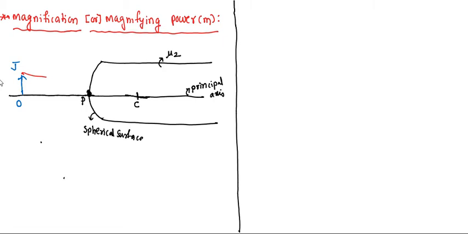When a light ray passes through the center of curvature, it cannot bend. It goes straight. And one more light ray I will take that is incident at the pole. It will refract. It cannot go in a straight line. OJ is an object and IG is the image.